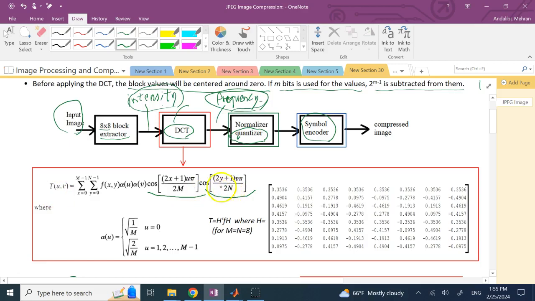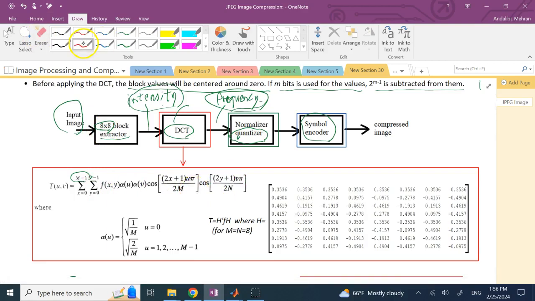My goal in this video is not to go deep into this one, but as you can see, these two cosines have a frequency in them. You can see pi over m and pi over n, where m and n are the size of the pixel block. In this case, they are both 8. And this is the formula for that transform here.